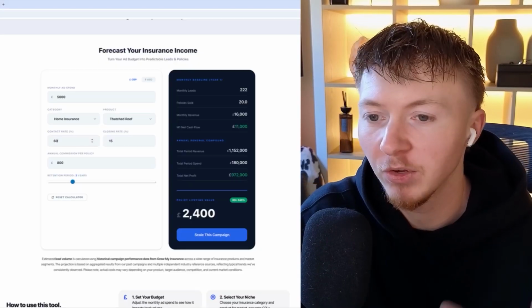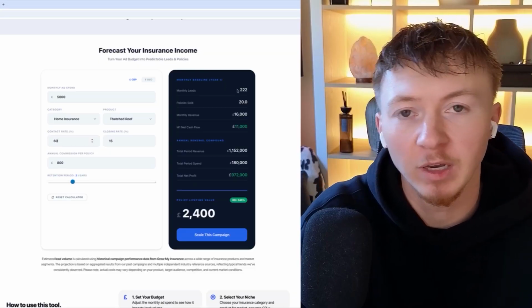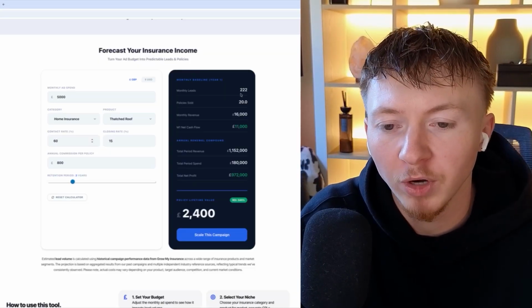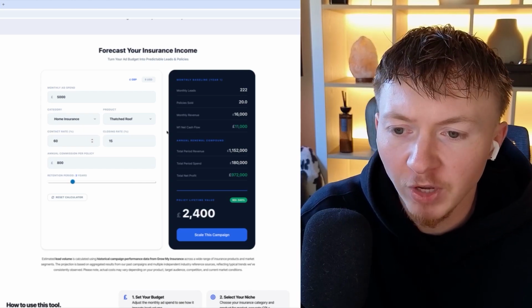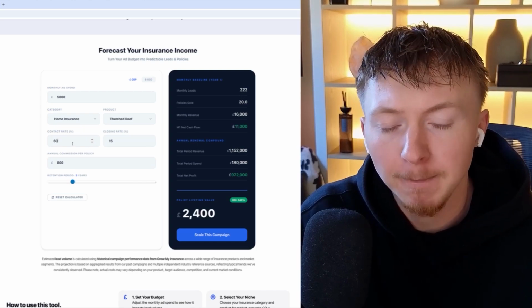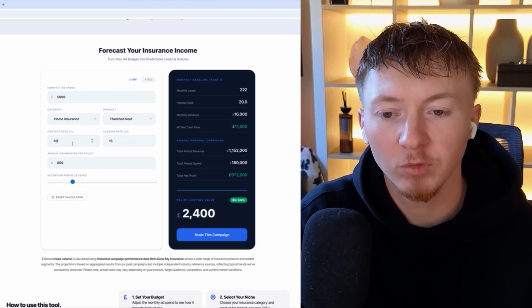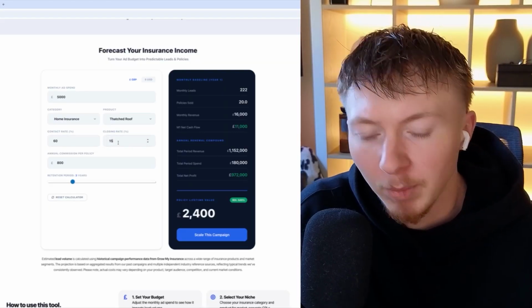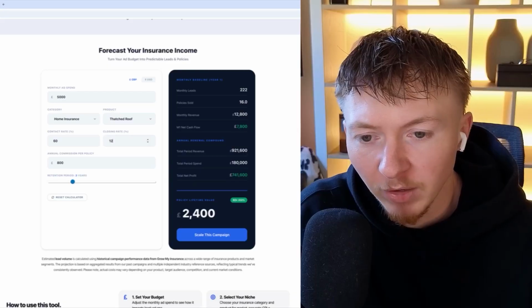So we're generating with about 5,000 ad spend, based on historical campaign performance, probably in and around the range of about 222 inquiries. Let's just say we've got a contact rate of around 60%. Now, out of those we get in contact with, let's just say we're converting around 15%. You can be conservative, maybe go down to about 12%.